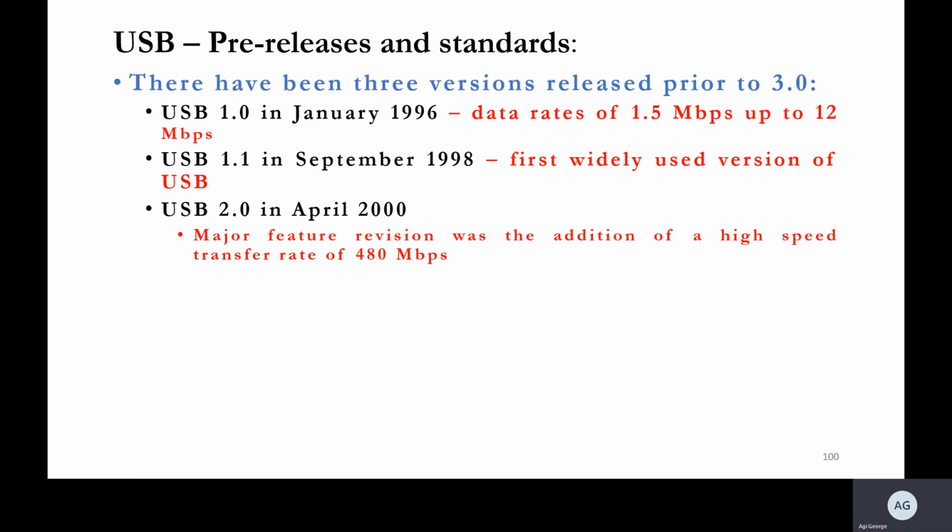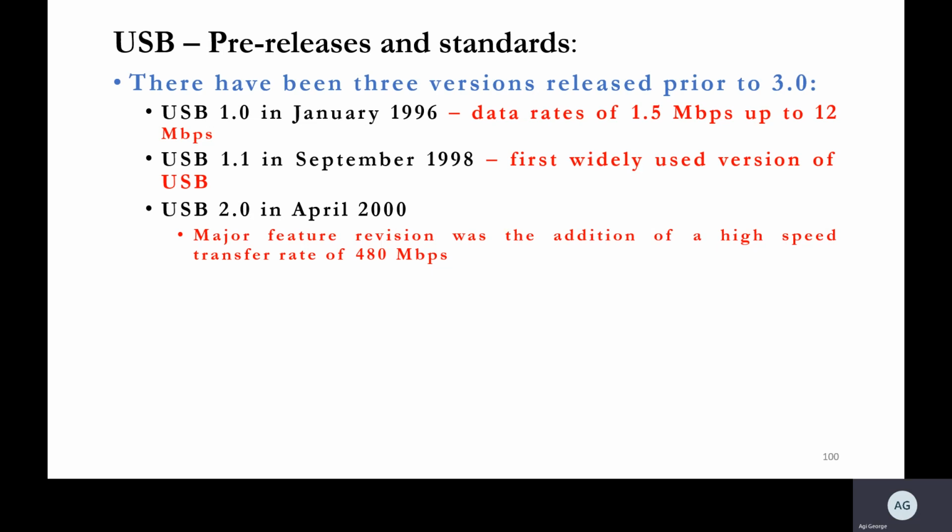Now, while talking about the standards and the speed, USB 1.0, which came in 1996, had a speed of about 1.5 megabits per second for low speed devices and a maximum speed of 12 megabits per second. That was the same speed for USB 1.1 also. Then in 2001 came USB 2.0, which had 1.5 megabits per second for low speed, 12 megabits per second for full speed, and 480 megabits per second for high speed.